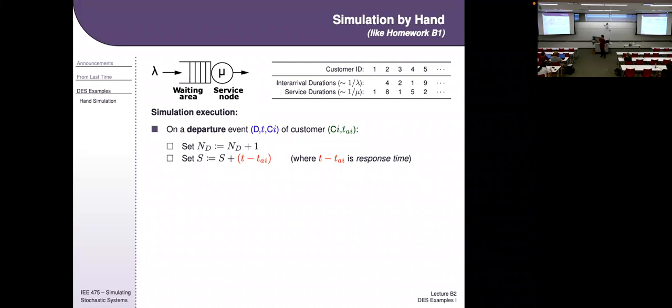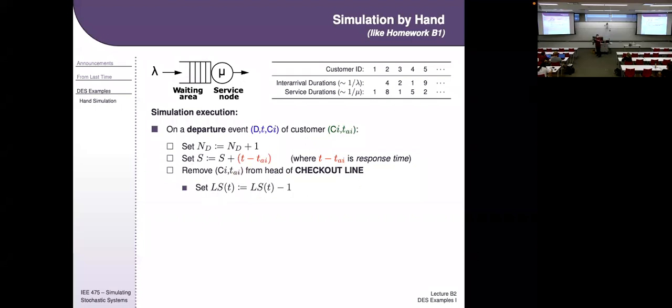And so it's the second element in the 2-tuple for that customer. We just grab that, subtract it from the current time. That gives the response time for that customer, and then we can add it to the current cumulative response time. So those are things we have to do for every departure event. Now at this point, we can remove that customer from the checkout line.